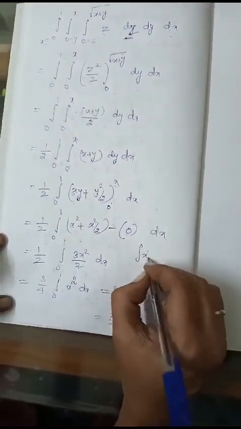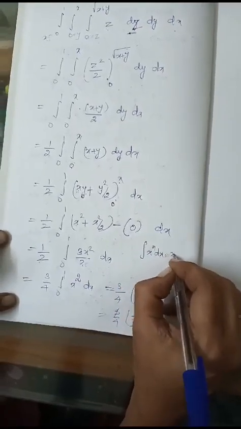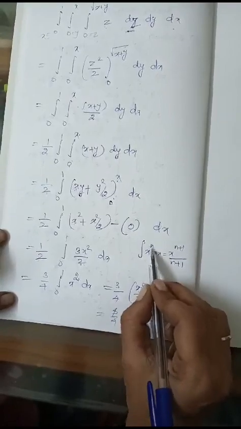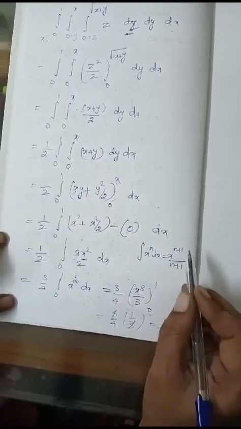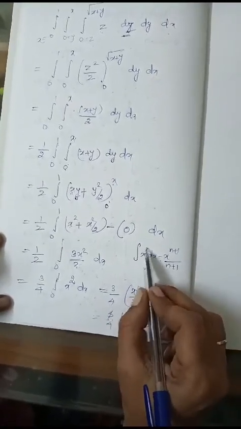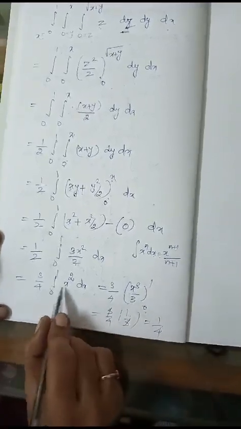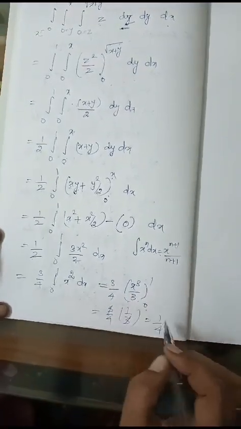The integral of x power n dx formula is x power n plus 1 by n plus 1. Therefore, integral x cube dx is equal to x power 4 by 4. Integral x power 5 dx is equal to x power 6 by 6. In the similar way, integrating x square dx is x cube by 3. The last answer is 1 by 4.